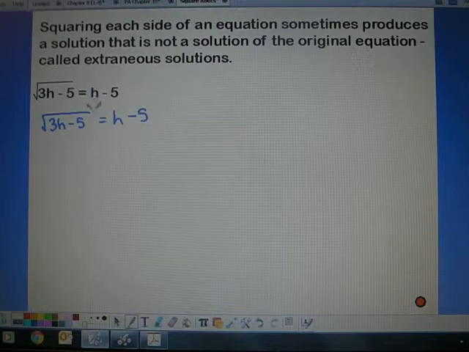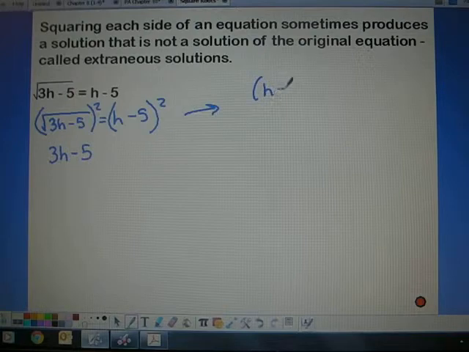Now, you're squaring this, and you're squaring all of this. Not just the h and the 5, you're squaring the whole thing, which shows you that you're going to have that written 2 times, and we're going to FOIL that. This and this cancel out. We're left with 3h minus 5. This we're going to do off to the side here.